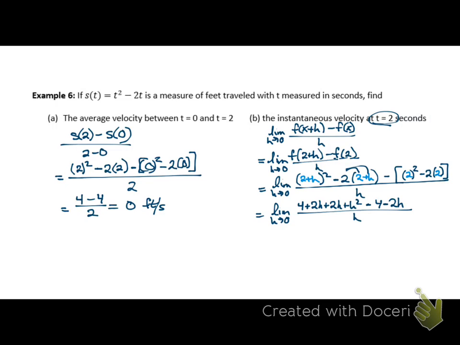Now we cancel. So 4 minus 4, those cancel. Hey, look, we have a negative 2h here and positive 2h there. So we end up with the limit as h approaches 0 of 2h plus h squared over h. Both terms in our numerator have an h, so we're going to factor that out. So we get 2 plus h over h. Those cancel. So we're finding the limit as h approaches 0 of 2 plus h, which is just 2. And it's 2 feet per second. And that's it.